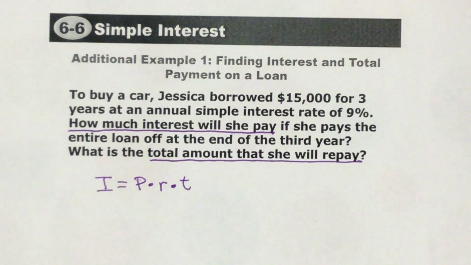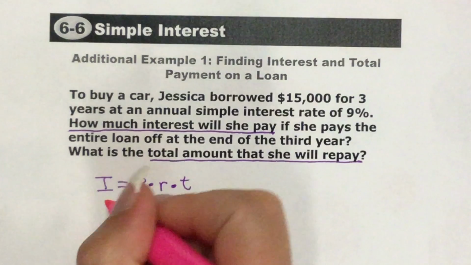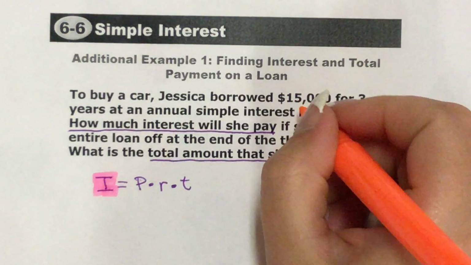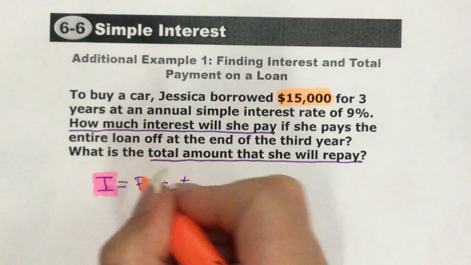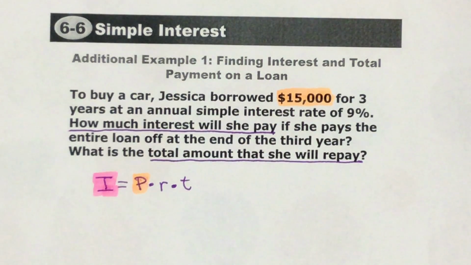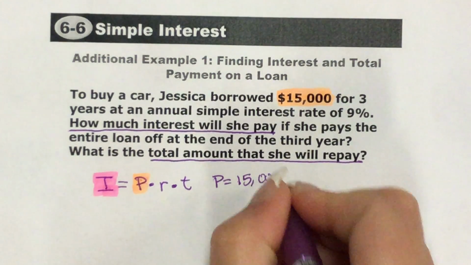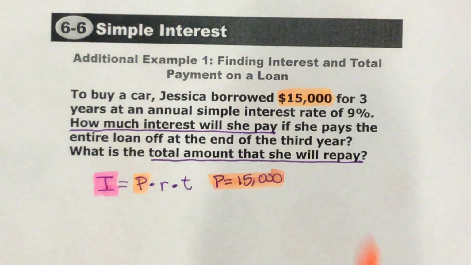So let's go ahead and figure out what those values are. What do we know? We don't know the interest. That's what we're trying to figure out. The total amount of interest that Jessica is going to owe. The principal, that would be the amount borrowed. That's $15,000, okay? So that means that P equals $15,000. We know that amount right there.